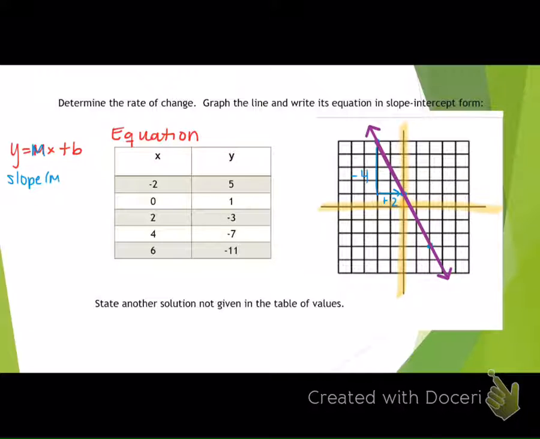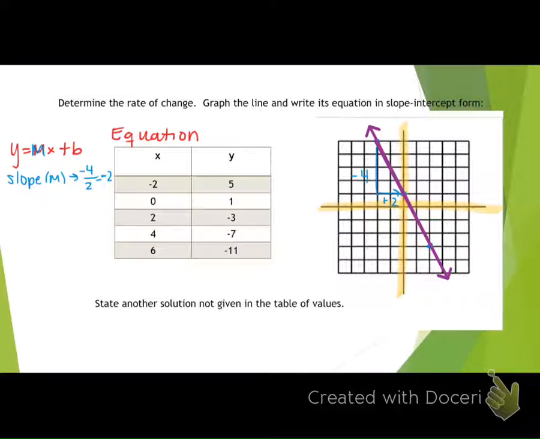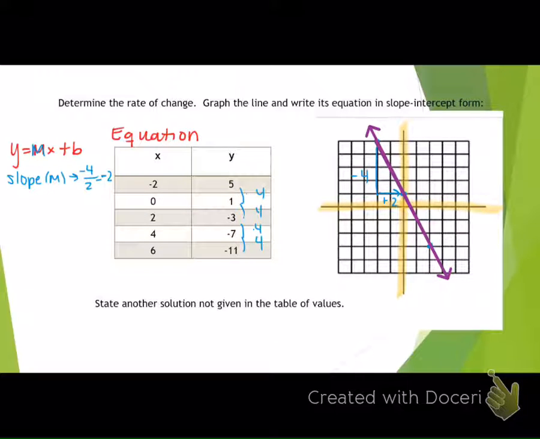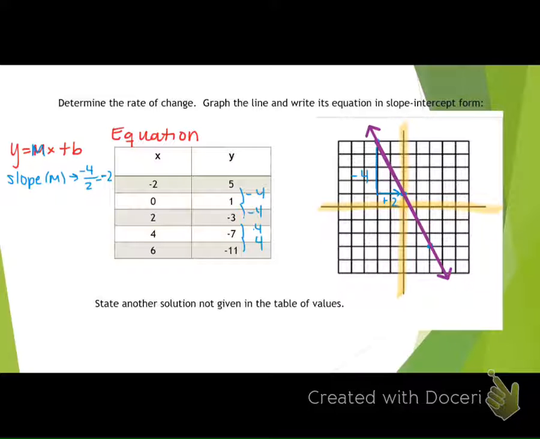Yep, because you do negative 4 over 2, which is negative 2. Or you could have looked at it here. You're subtracting 4 each time on the y and adding 2 on the x. So negative 4 over 2 is negative 2.